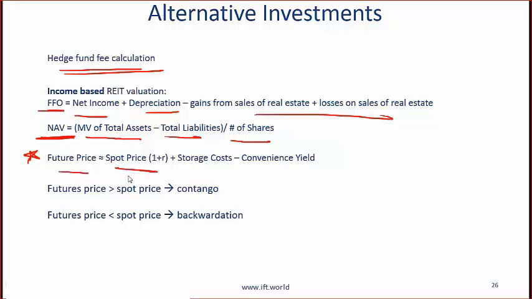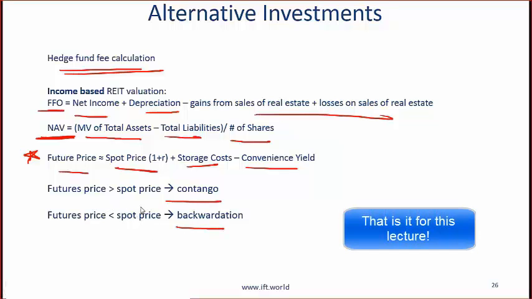Futures price is spot price times 1 plus R plus storage cost minus convenience yield. Just remember it. At level 1, you don't really need to go into details. And then this is the contango scenario. This is the backwardation scenario. Not a formula, but something you need to know.